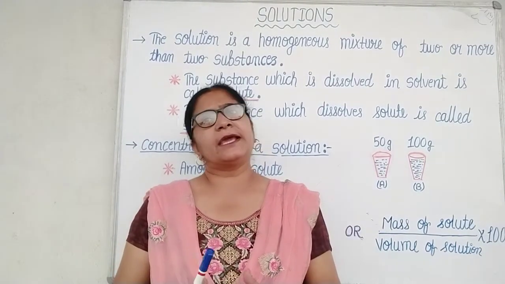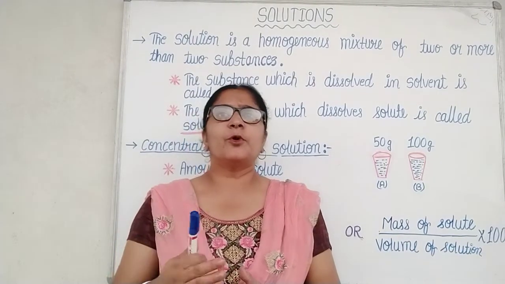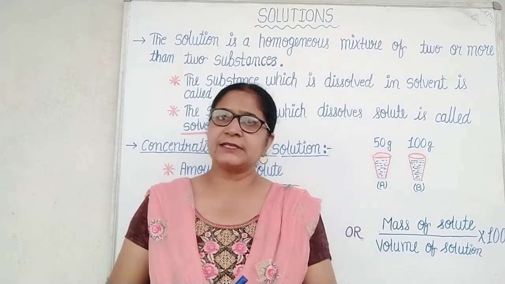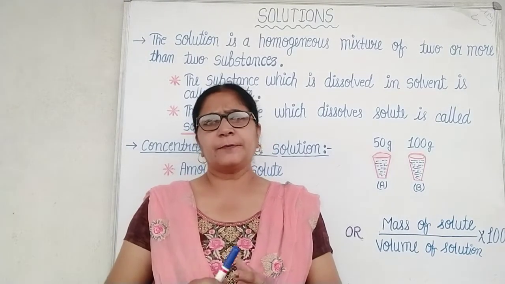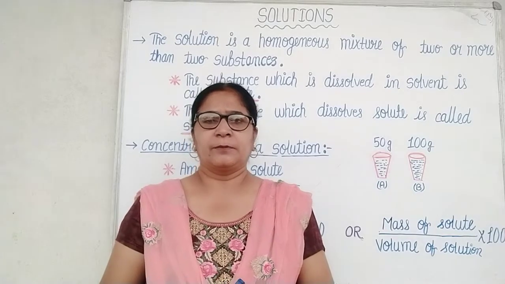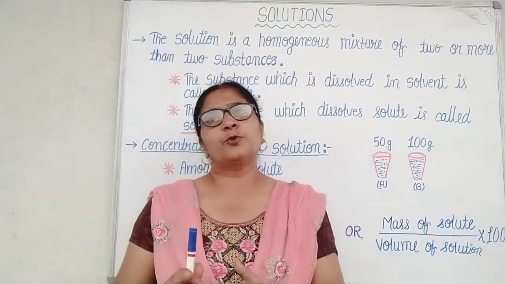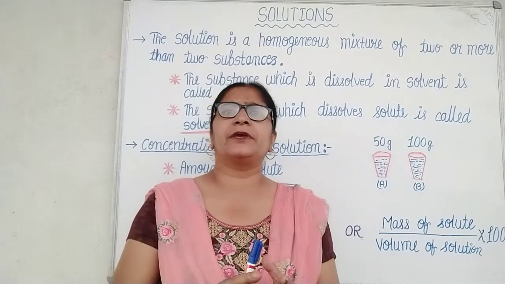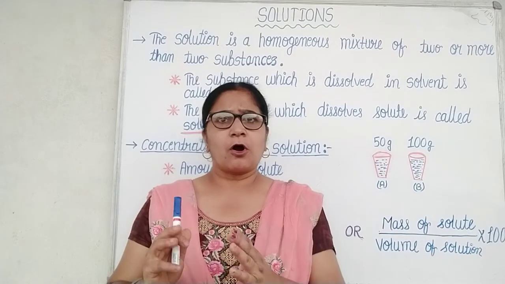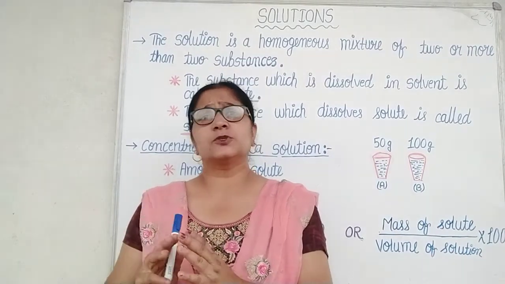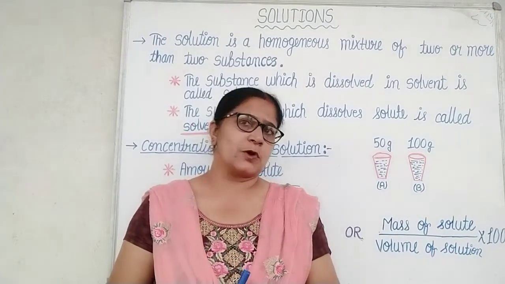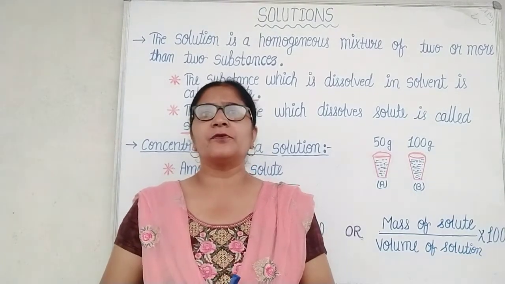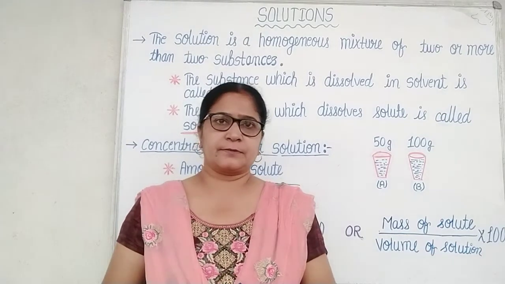Similarly, we can see more examples where the solvent is liquid. So let's see the examples first. If the solute is solid, for example, sugar dissolved in water or iodine dissolved in alcohol. A solution of iodine as solute and alcohol as solvent is called tincture of iodine. So this is the example of solute in solid, right?